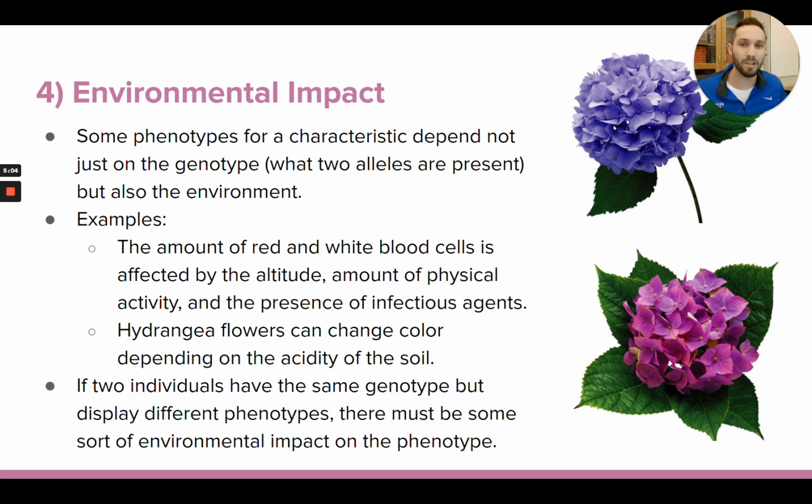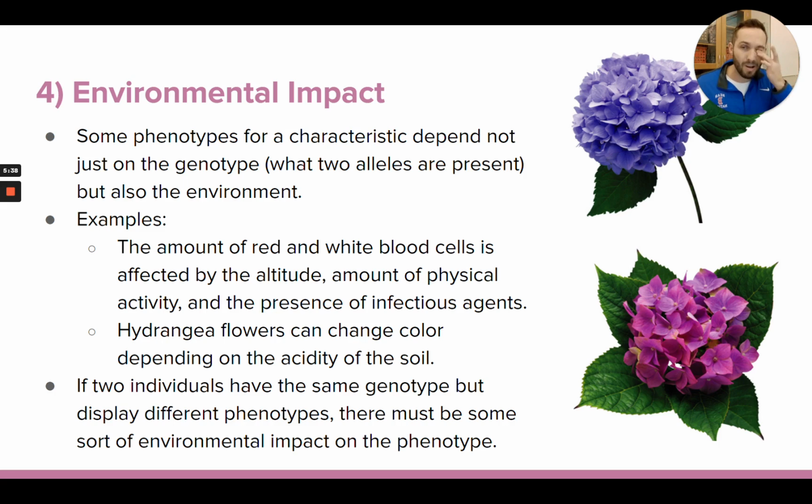And that's true for lots of different traits. Here's an example with a hydrangea flower. These flowers will change color depending on the soil acidity. So if the soil is more or less acidic, it actually affects the color of these flowers. These flowers could be genetically identical, exact copies of each other. They could have the exact same DNA, which means they have the exact same alleles for flower color. But they could end up different colors because of the environment influencing their phenotype.